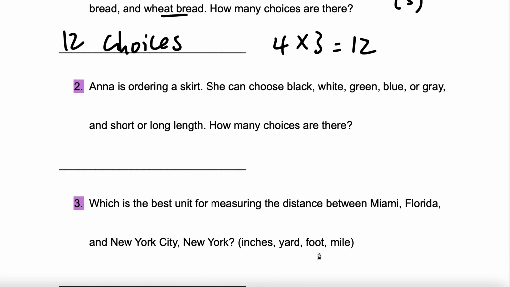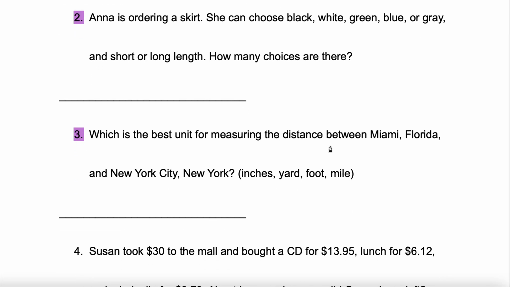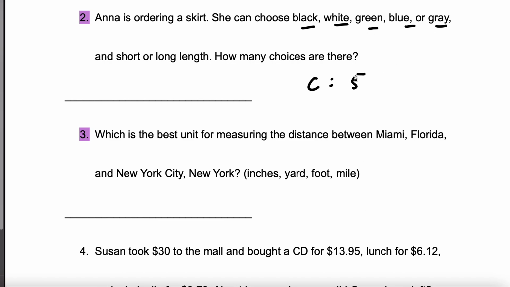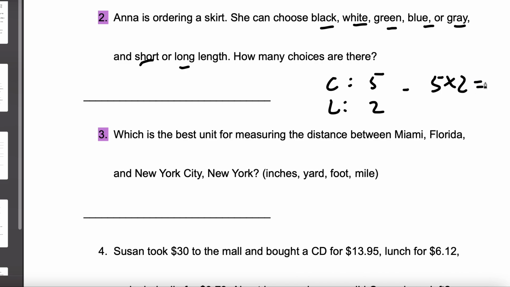Number 2, Anna is ordering a skirt. She can choose black, white, green, blue, or gray, and short or long length. So the different colors that we have 1, 2, 3, 4, 5, and the different lengths that we have short or long, so 2. We'll do 5 times 2, and we'll get 10. So put 10 choices.